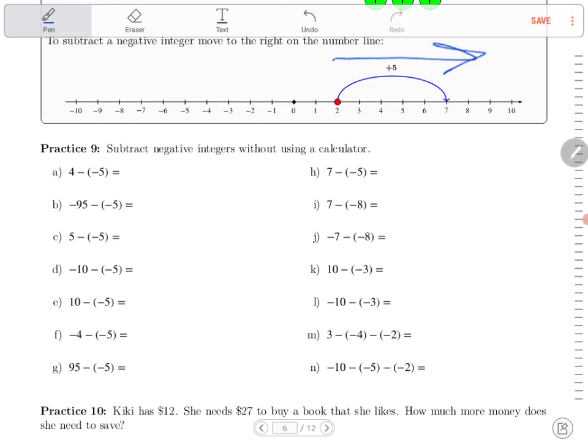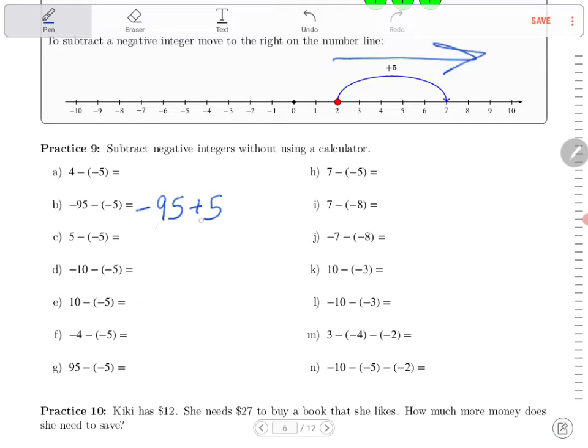Now, let's look at problem B. Problem B is negative 95 minus negative 5. So, knowing that subtracting a negative integer is the same as adding a positive integer, we can rewrite this as negative 95 plus 5. So the question here, again, is pretty simple. How far to the right on the number line will we move from negative 95 if we're adding 5 to it? Okay, so we move 5 integers to the right on the number line.